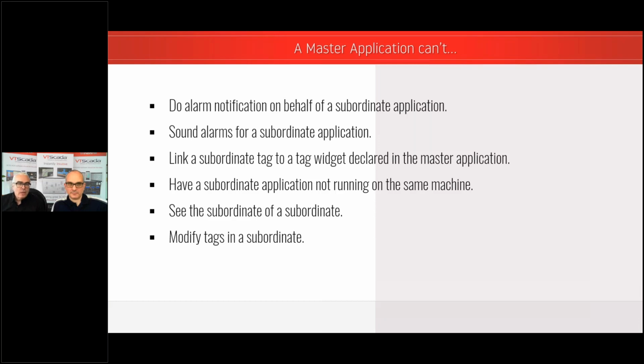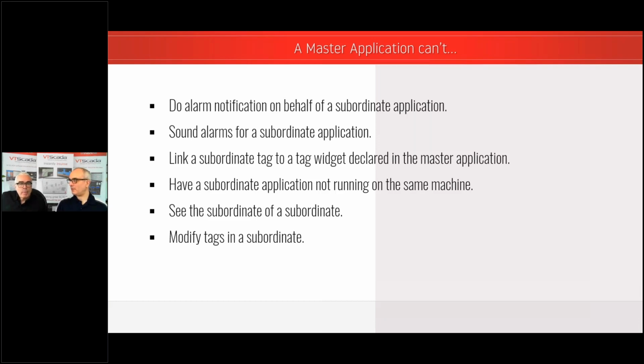Another thing you can't do is link a subordinate application's tag to a tag widget that was declared in the master application. It's a one-way relationship. It's bottom up. Exactly. The subordinate app doesn't know what's going on in the master app, as opposed to vice versa. The other thing you can't do, and this is sometimes a point of confusion, is have a subordinate application that's not running on the same machine as the master application. In order for the master application to have visibility into the tags and alarms and history of the subordinate app, that subordinate app has to be fundamentally there.